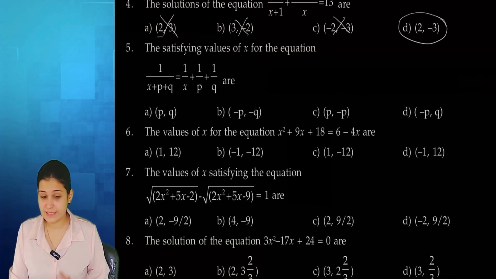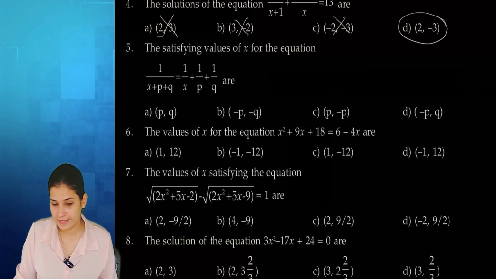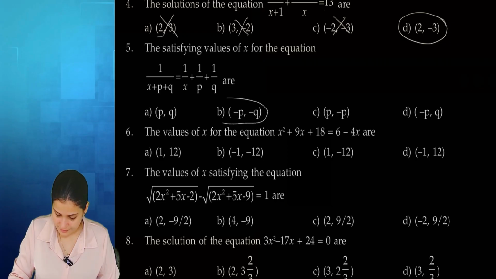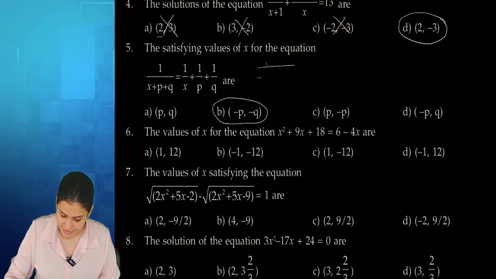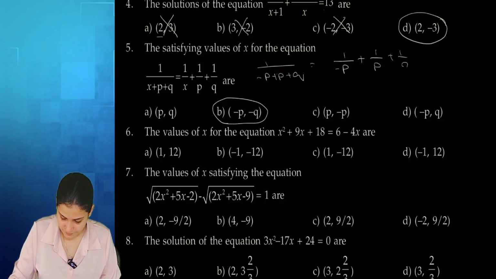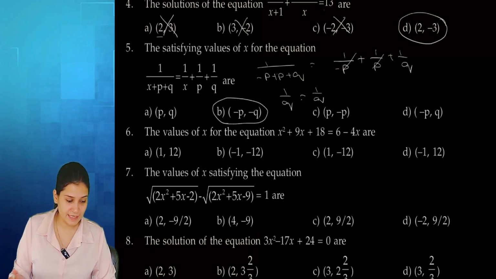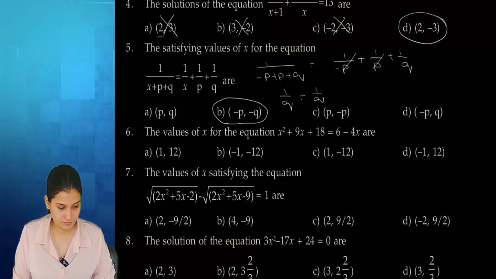Question number 5. Again, it's a very common question, right? So it should be this answer. Why? Because when I write minus p, p gets cancelled, one by q. Here also p gets cancelled, one by q. Similarly, when I put x equal to minus q, that gets cancelled.